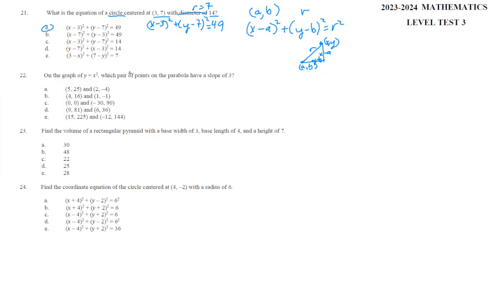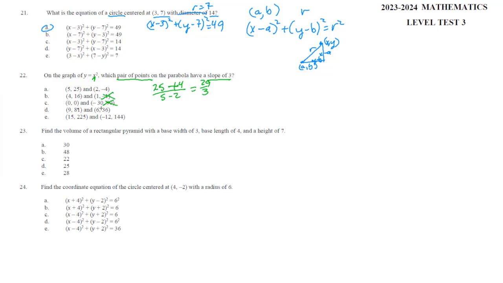On the graph of y equals x squared, which pair of points on the parabola have a slope of 3? So this is an algebra 1 thing where we're doing y minus y over x minus x. So let's go through them. 25 minus negative 4 over 5 minus 2. So 25 plus 4, that's 29 thirds. That's not a slope of 3. Okay, so (4, 16) and (1, negative 1). That isn't on the graph. You don't stick in 1 there and get negative 1 there. So I'm not even going to try him. Same thing here. If you stick in negative 30, x squared, that's 900. So that guy's not even on the graph.